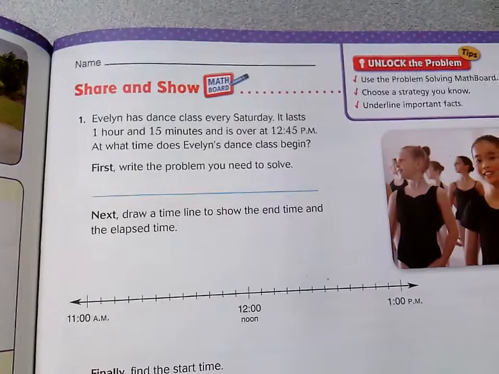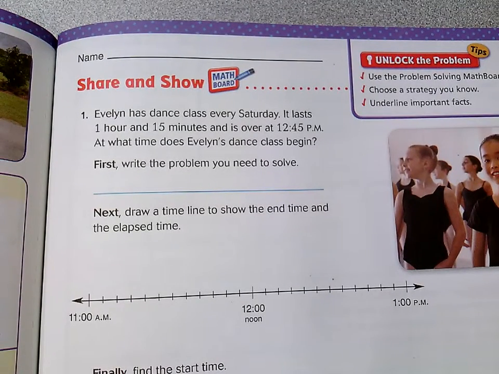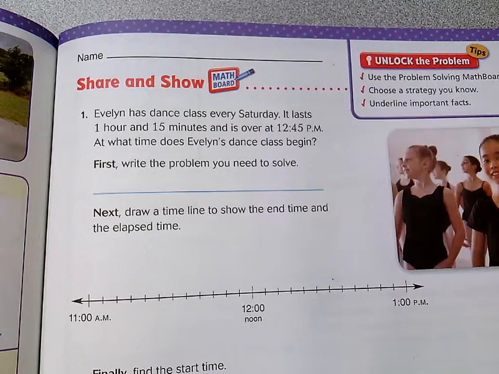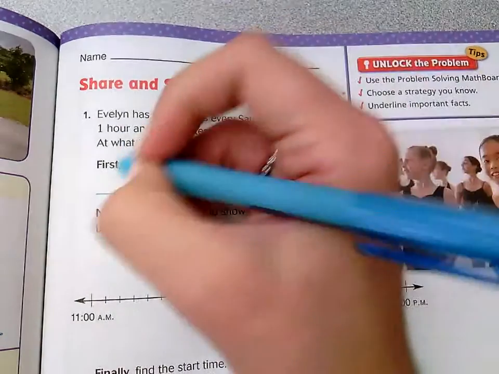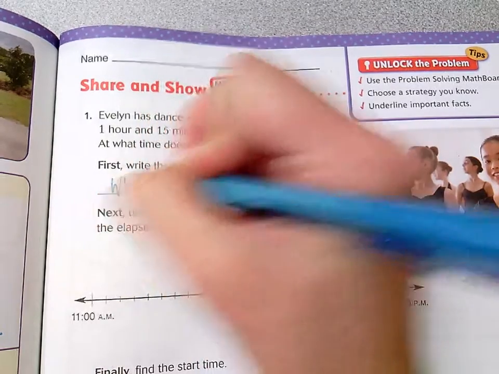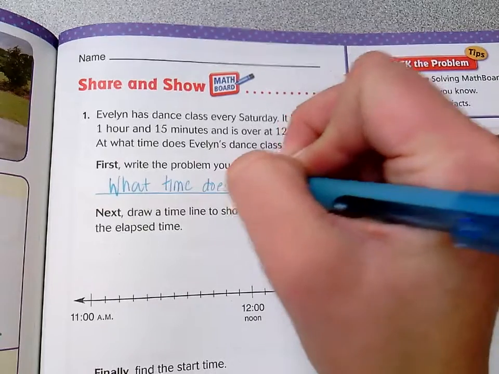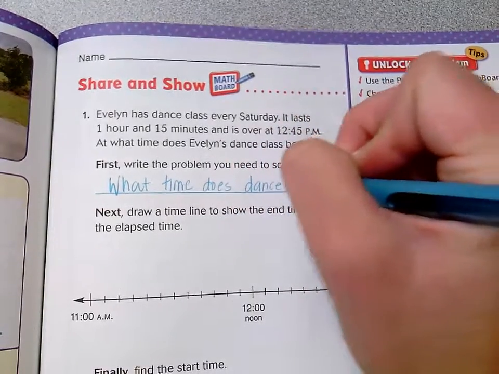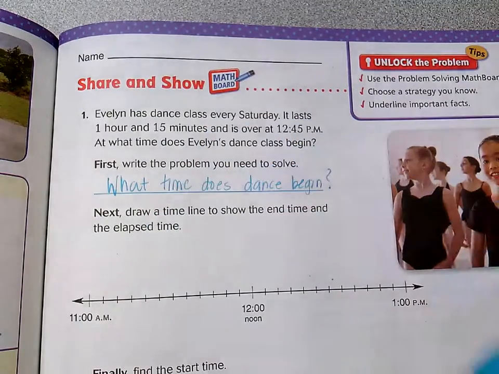481, we're doing this whole page. It says, Evelyn has dance class every Saturday. It lasts 1 hour and 15 minutes and is over at 12:45 p.m. At what time does Evelyn's dance class begin? First, write the problem that you need to solve. So you need to see what time does Evelyn's dance class begin.